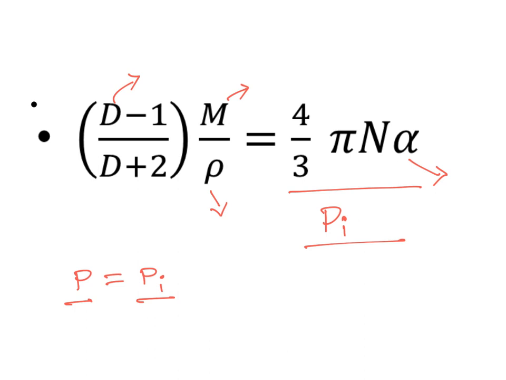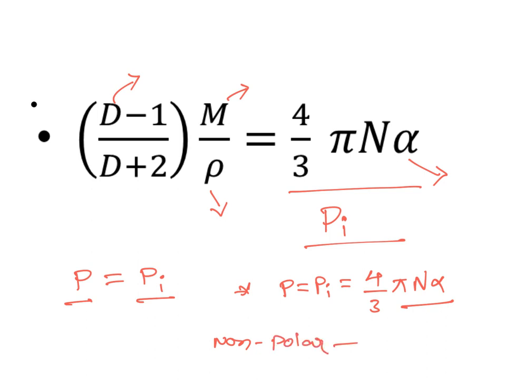Another important thing: the polarization P or induced polarization, both are equal to 4 by 3 pi n alpha, and here there is no temperature parameter. That is, the induced polarization in the case of a non-polar molecule is temperature independent. With respect to temperature, whether increasing or decreasing, the polarization or induced dipole moment data won't change.